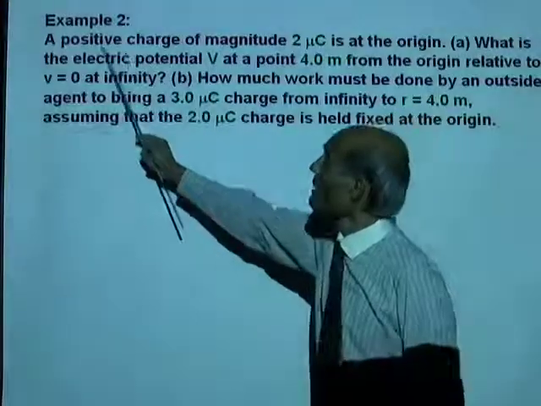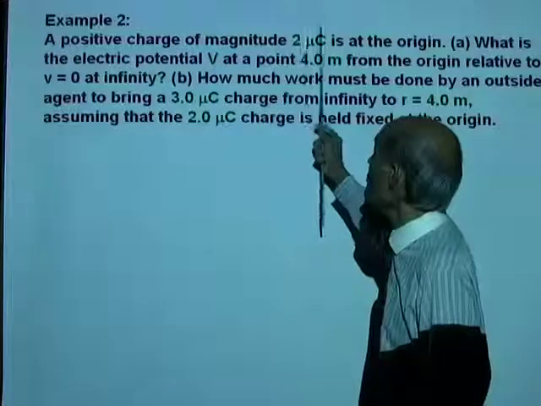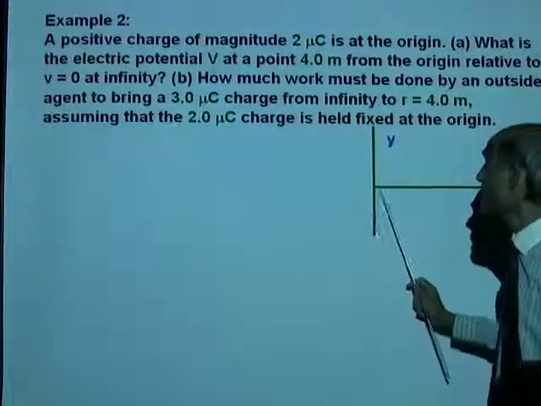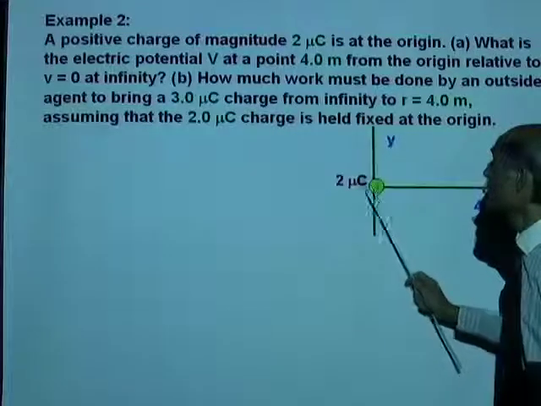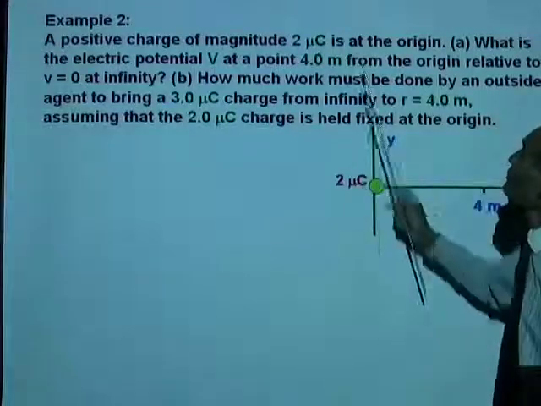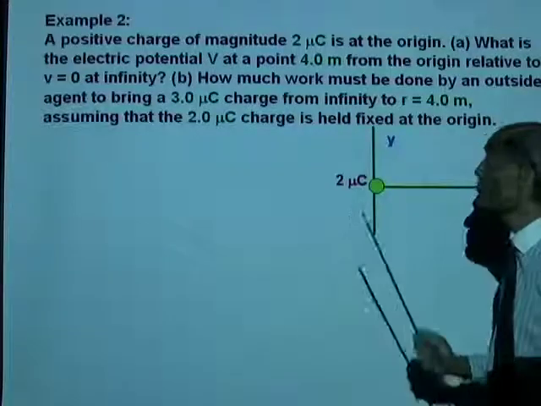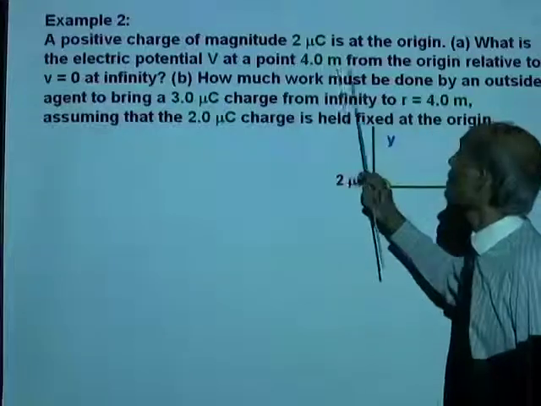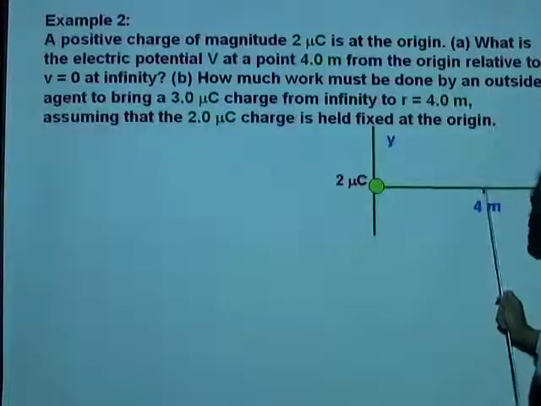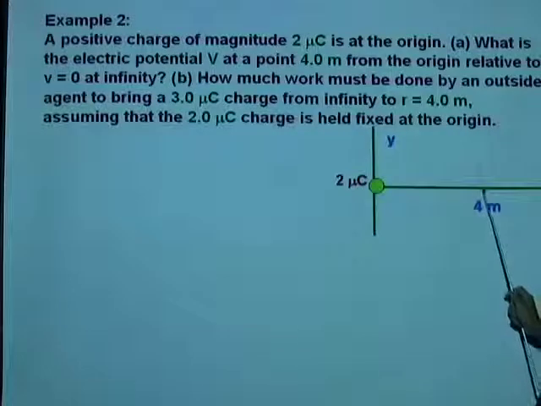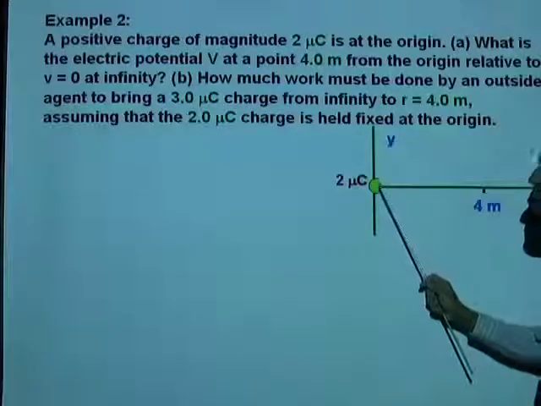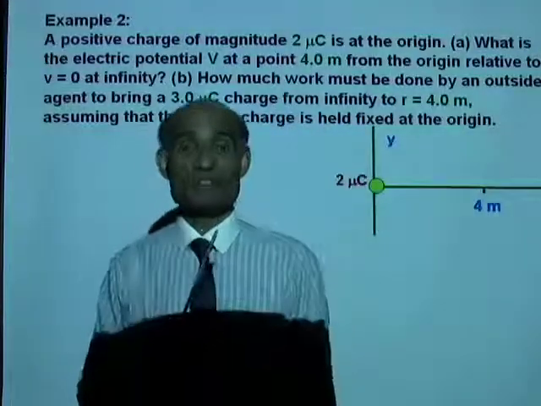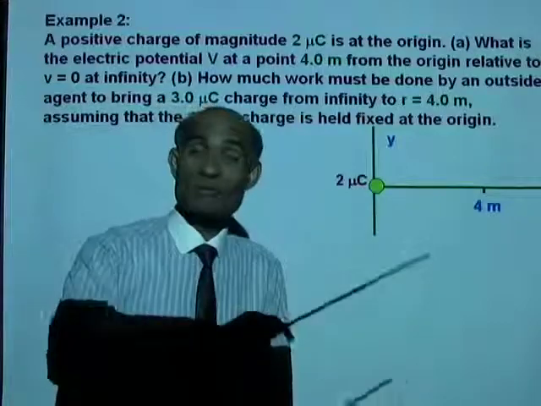So, picture the problem. A positive charge of magnitude 2 microcoulomb is at the origin. Now here, this is the origin, and we have a positive 2 microcoulomb charge at the origin. What is the electric potential V at a point 4 meter from the origin? This is the distance 4 meter from the origin. What is the electric potential due to a charge at a distance R from the charge? I just wrote it down in the beginning.